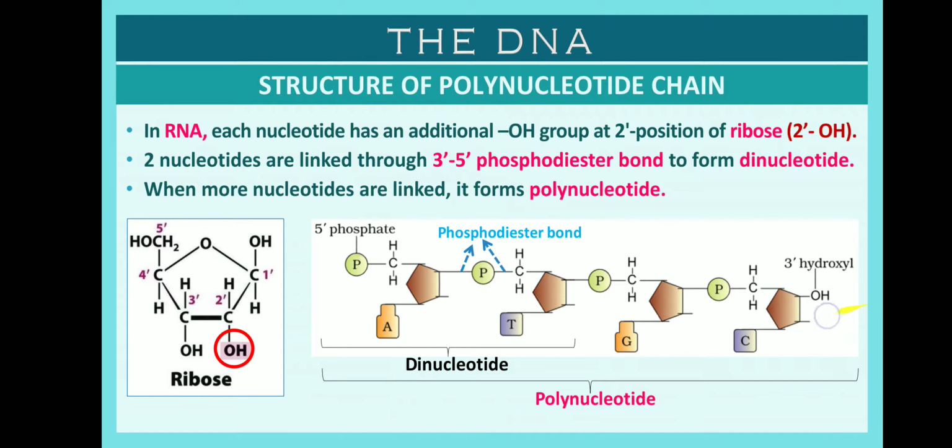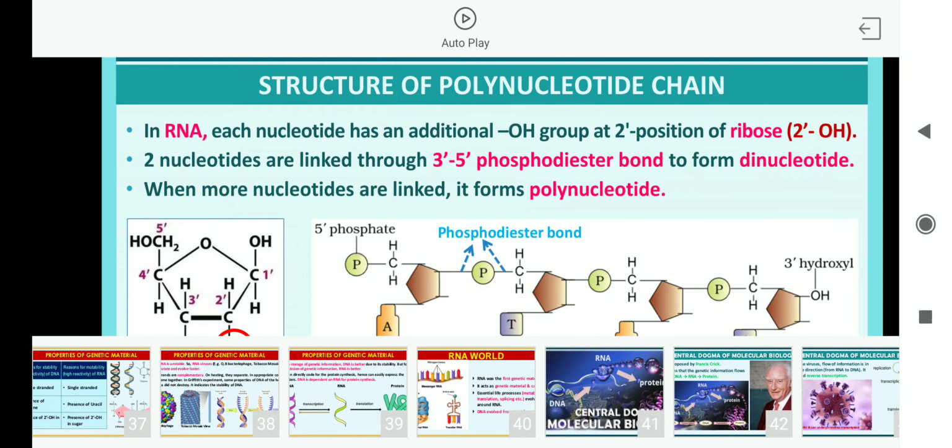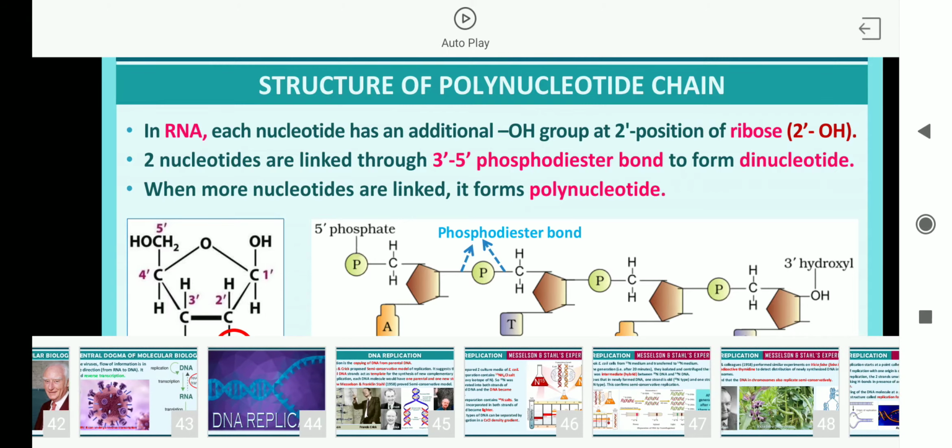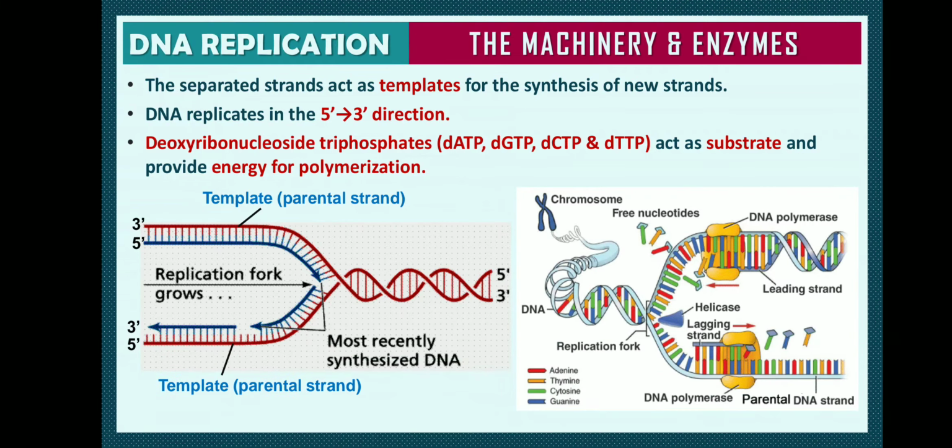So for a nucleotide chain to grow, a 3 prime hydroxyl end must be available. I explained this idea earlier when studying the polynucleotide chain. So DNA replicates in the 5 prime to 3 prime direction only. I hope you are getting it. DNA replication starts at the origin, where the enzyme helicase unwinds the double-stranded DNA into single-stranded DNA. That's the basic idea.